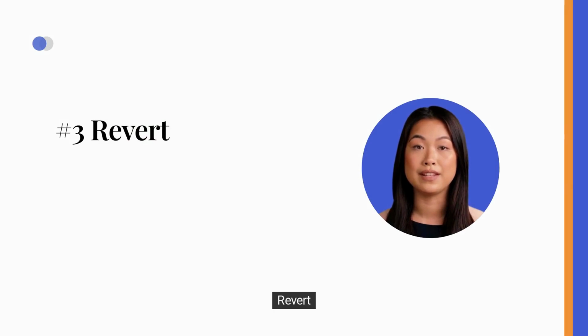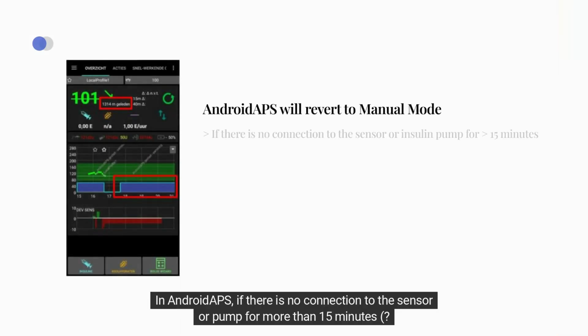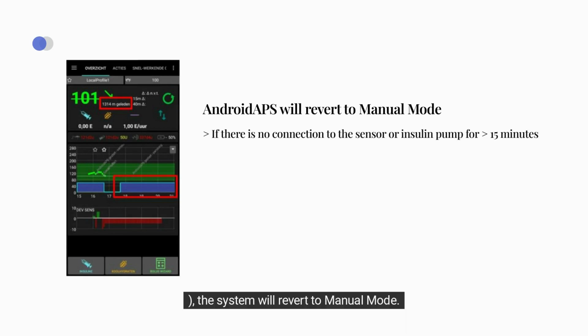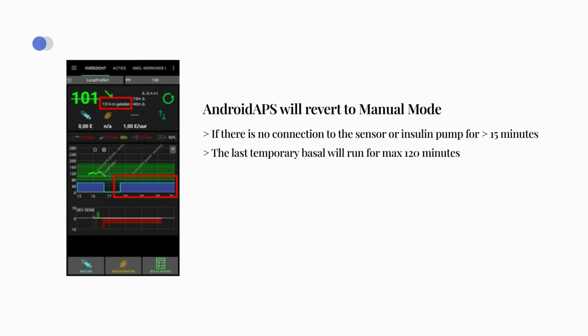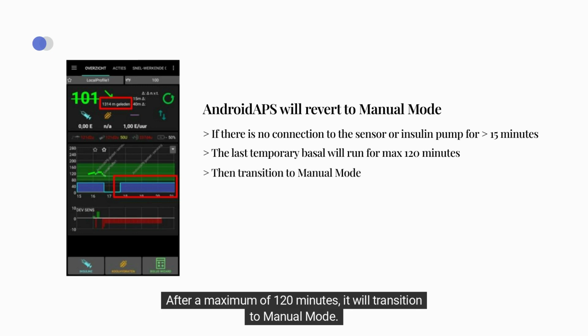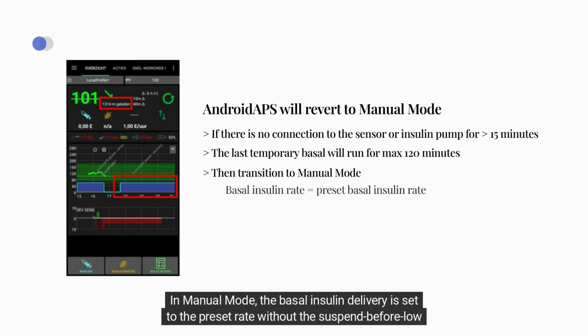3. Revert. In AndroidAPS, if there is no connection to the sensor or pump for more than 15 minutes, the system will revert to manual mode. When the connection is lost, the pump will initially switch to the last set temporary basal. After a maximum of 120 minutes, it will transition to manual mode. In manual mode, the basal insulin delivery is set to the preset rate without the suspend before low function.